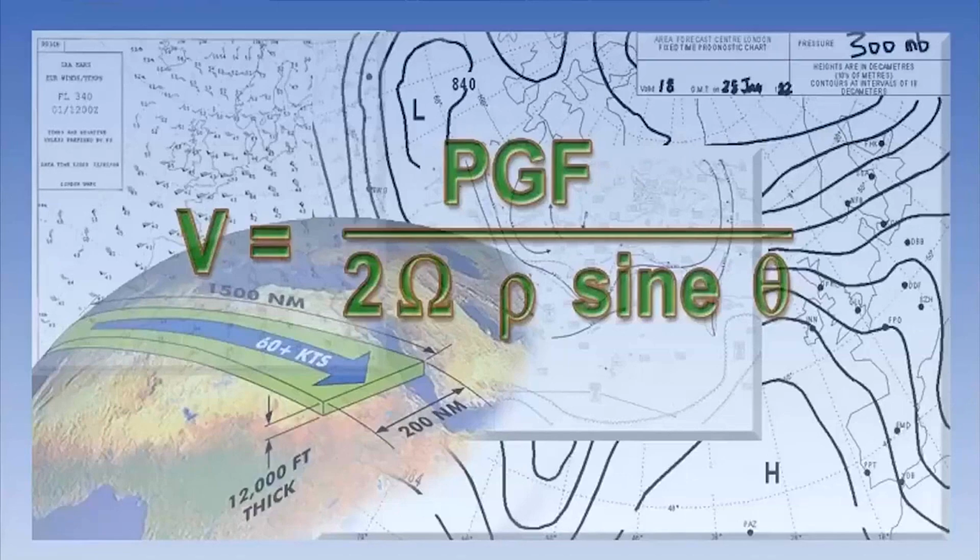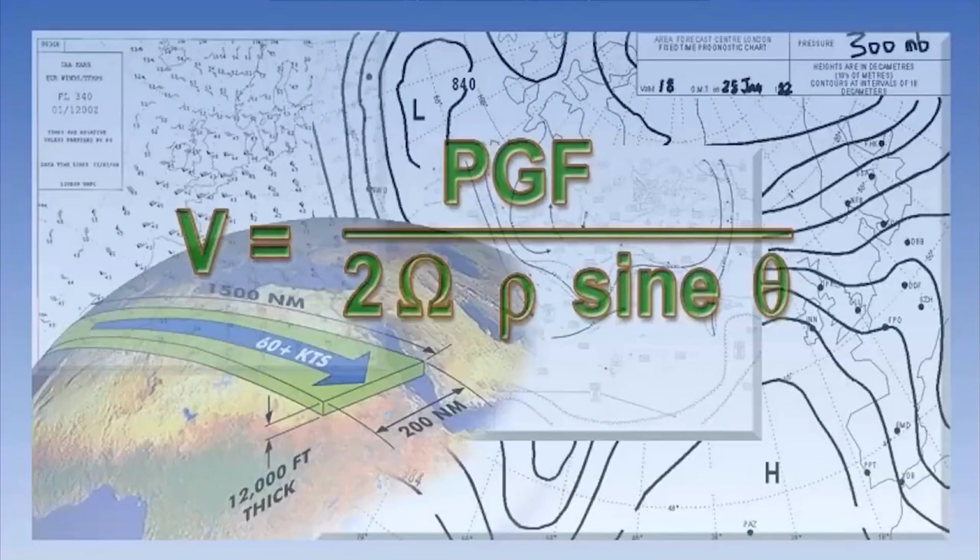In this lesson we'll examine upper winds. In particular, we'll see how they are generated, the factors that control their velocity, and also how we can identify the bands of very fast upper winds, which we call jet streams.